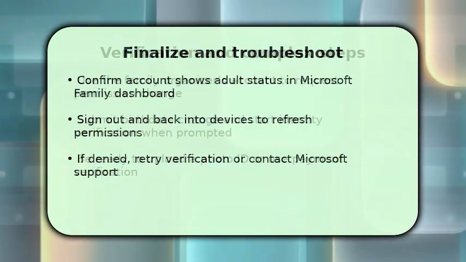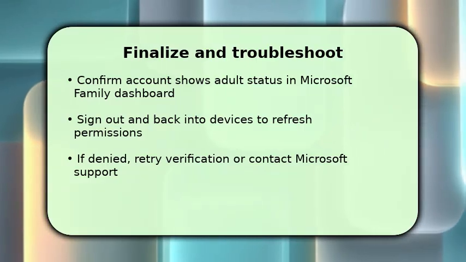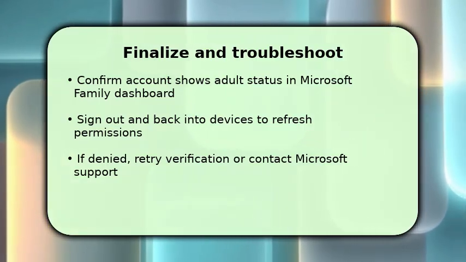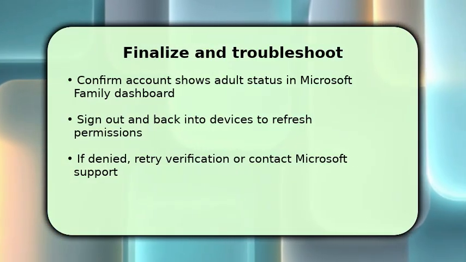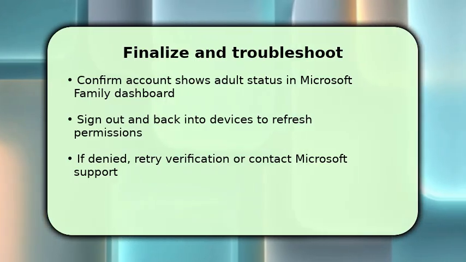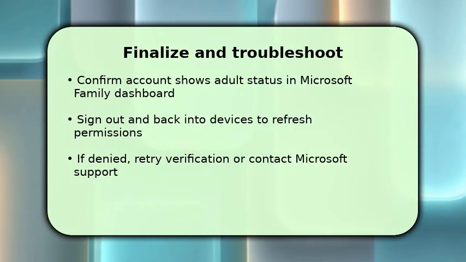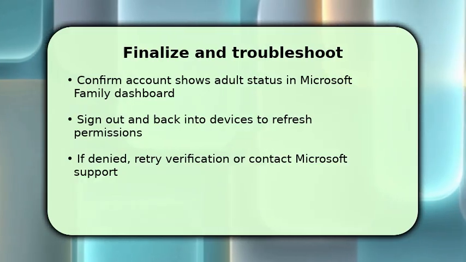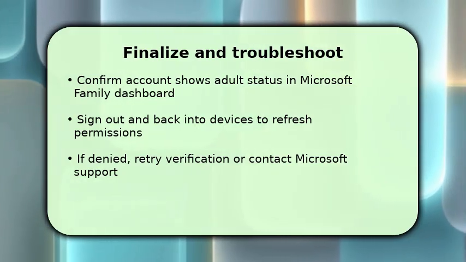adult account. To finish, verify the family dashboard shows the account as adult and check that age-restricted features are now available. Then sign out of all devices and sign back in to refresh tokens and permissions. Once refreshed, double-check store, Xbox, and privacy settings.